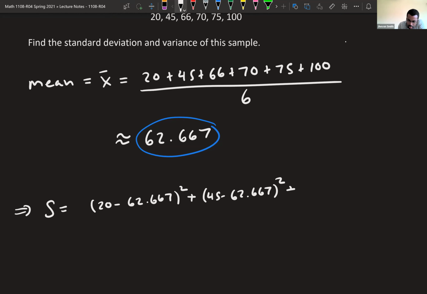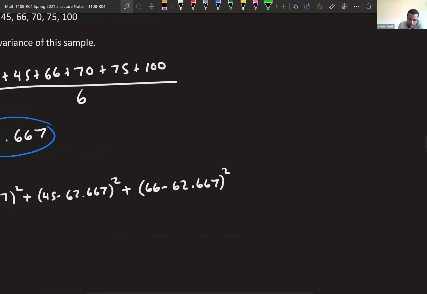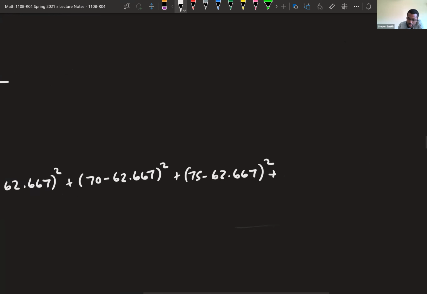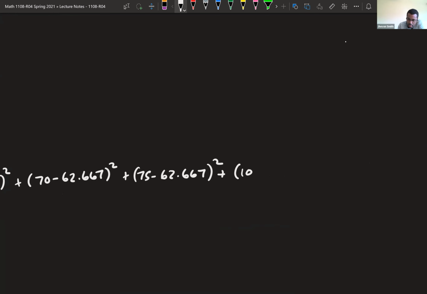going to square it. You're going to take 66 minus the mean, going to square it. You're going to take 70 minus the mean. You're going to square it. You're going to take 75 minus the mean and square it. And finally, you're going to take 100 minus the mean. And you're going to square it, right?